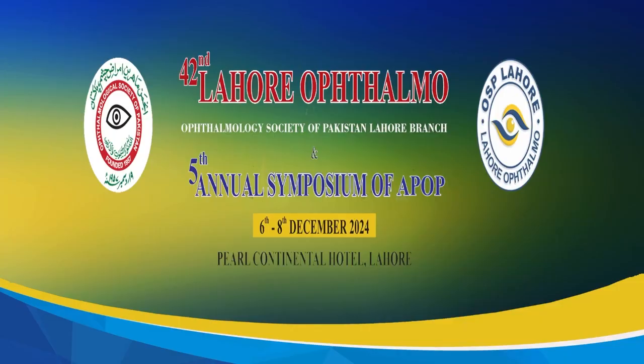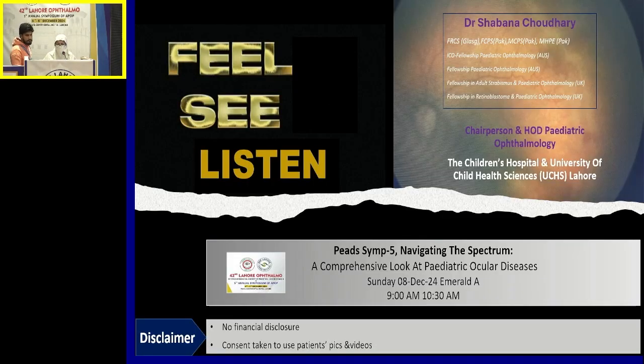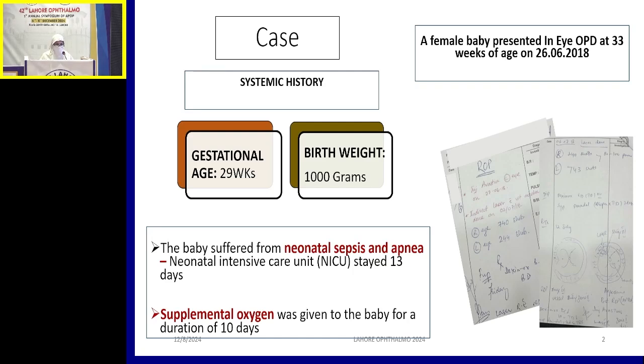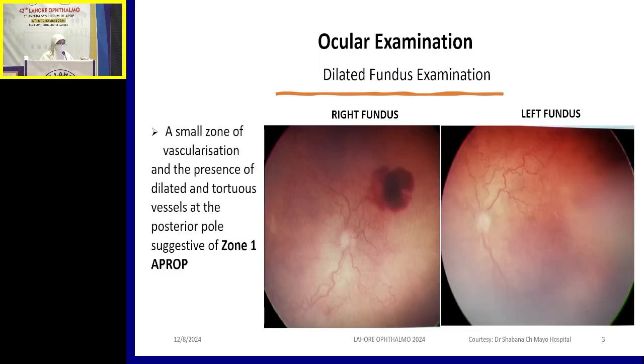My topic is slightly different. It's just to stimulate the heart: feel, see, listen, being a health professional. Just a first case: a female baby presented to us at 33 weeks of gestational age. She had a gestational age of 29 weeks at birth, and the baby suffered from neonatal sepsis and apnea. Her birth weight was 1,000 grams. Ocular examination showed engorged vessels, and she was diagnosed as a case of AP-ROP.